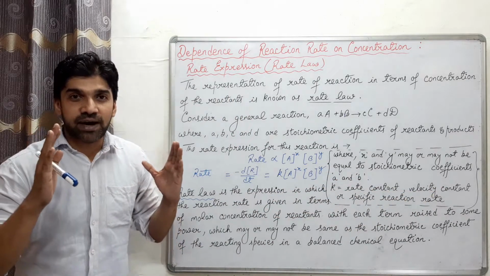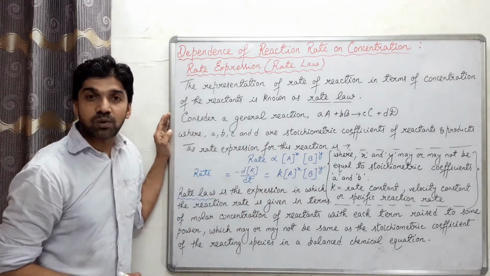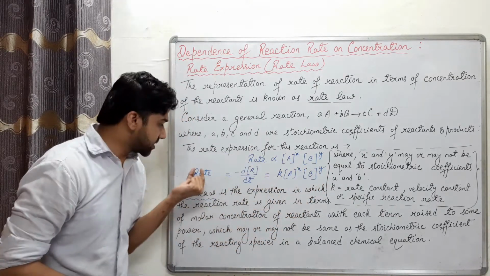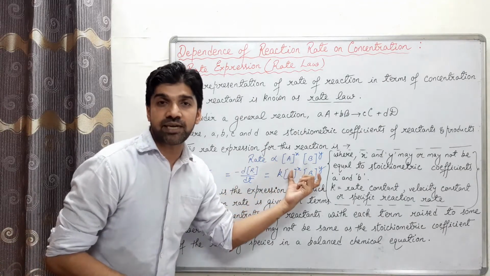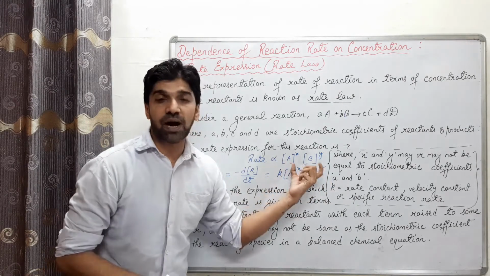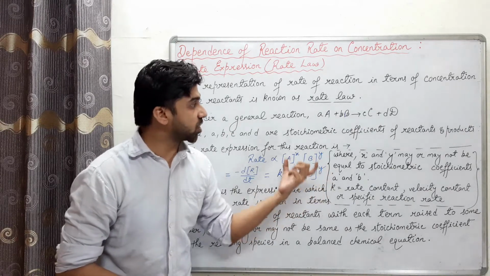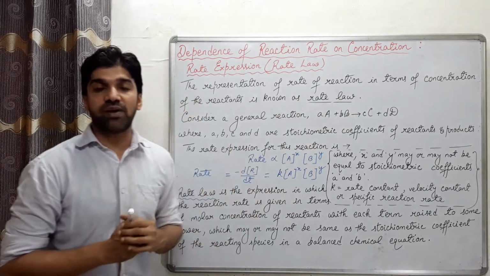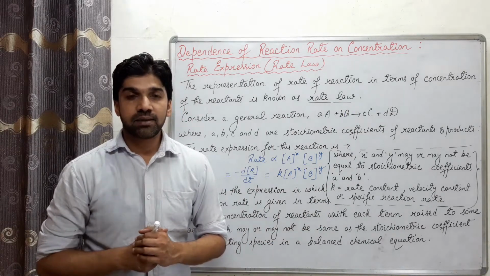So how will you define rate law from this expression? बताओ. So rate law is the expression in which the reaction rate is given in terms of molar concentration of reactants with each term raised to some power. Power may or may not be equal to the stoichiometric coefficient of the reacting species in the balanced chemical equation. वही लिखा है नीचे यहां पर. क्लियर? दोबारा करते हैं डिफाइन.